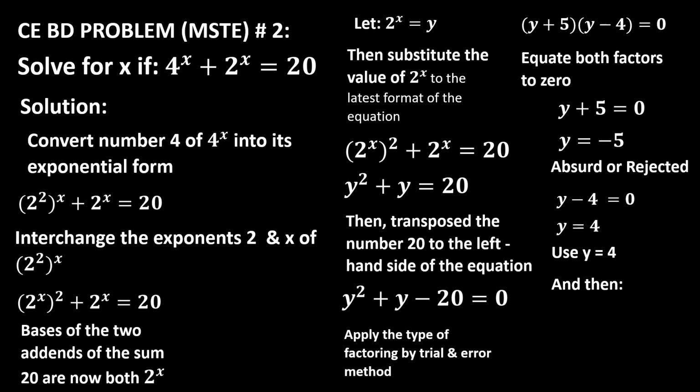Coming up next, let us go back to the assumed value of 2 to the x, which is equal to y. But the value of y is equal to 4. Therefore, 2 to the x is also equal to 4. But of course, to make the bases of the left-hand side and the right-hand side of the equation equal, we have to convert 4 into its exponential form as 2 squared. That is why we now have 2 to the x equals 2 squared.